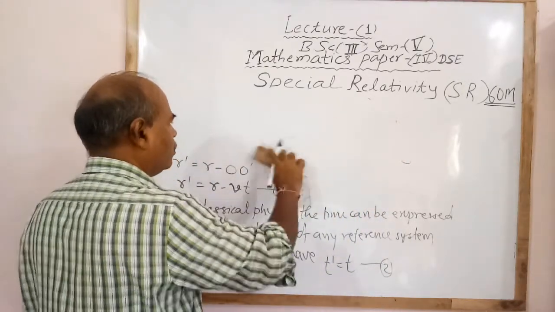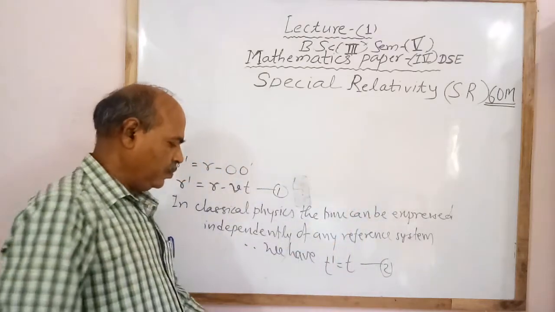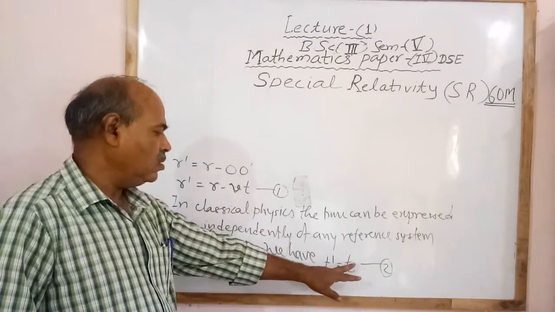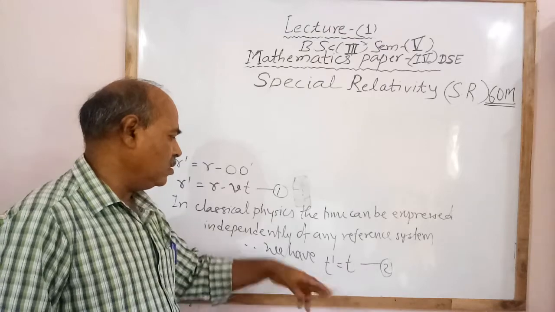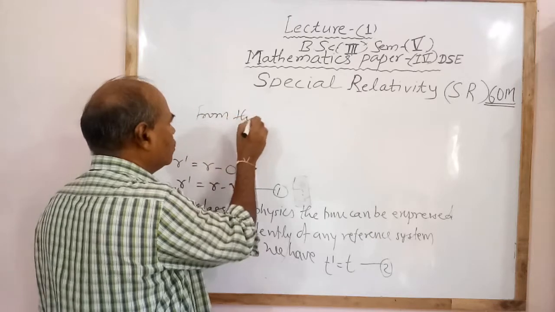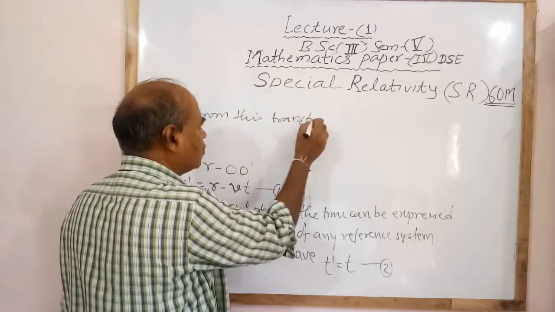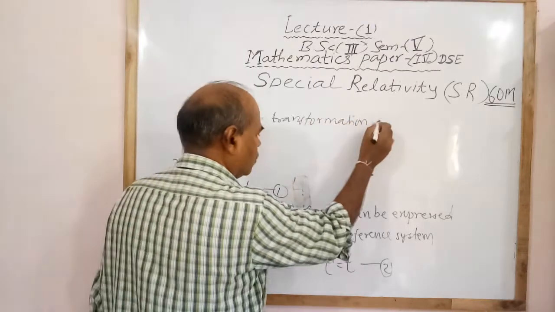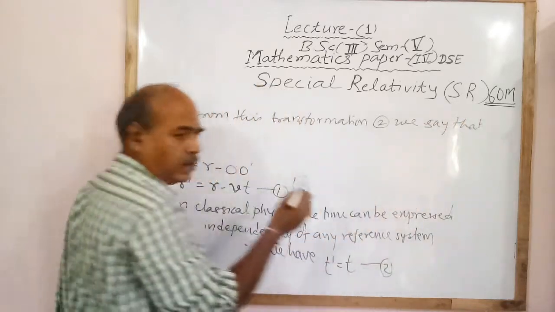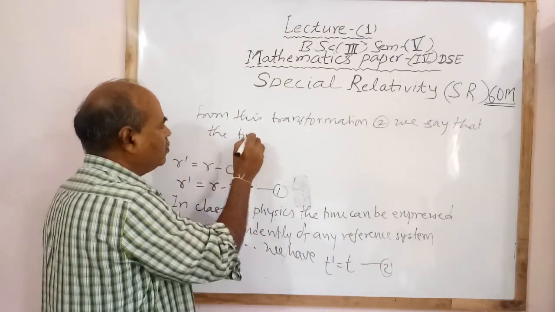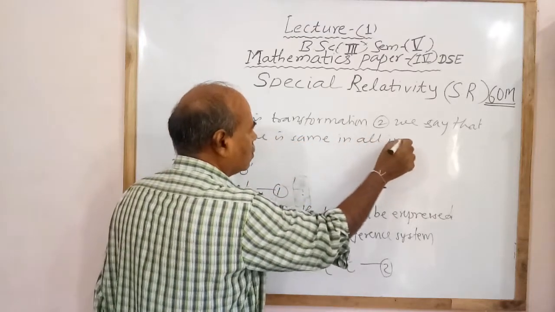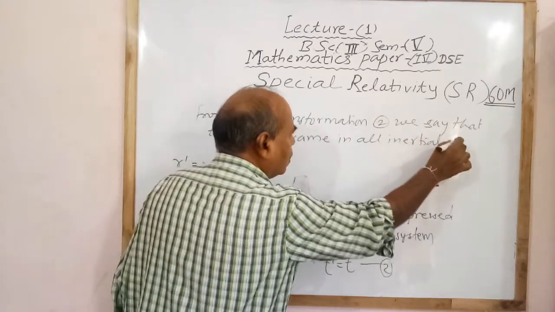Now from this transformation 2, we say that the time is same in all inertial systems. The time t is in the system S, the time t dash is in the reference system S dash.